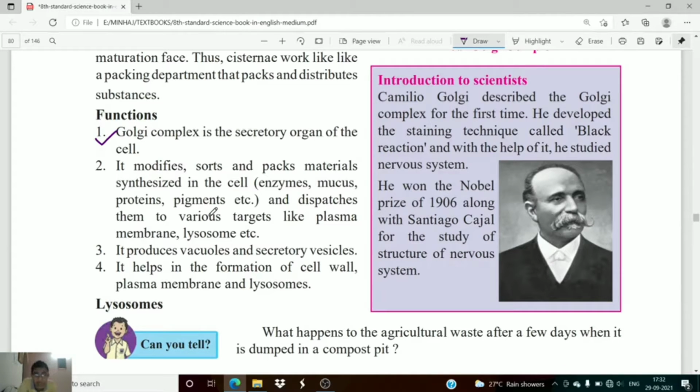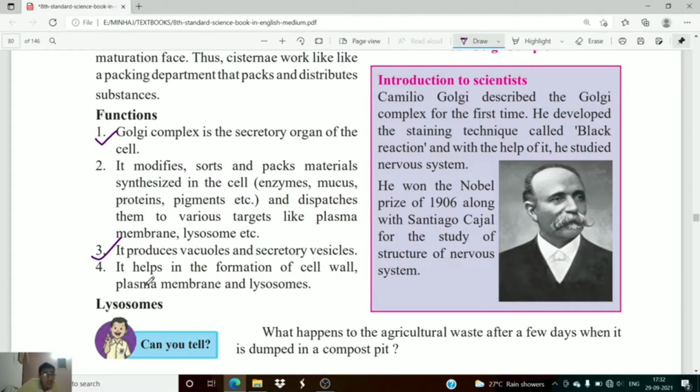So whatever material is synthesized within the cell is modified, sorted and packed by the cisternae or by the Golgi complex, and dispatches them to various targets like plasma membrane, lysosome, etc. So in short, we can say that Golgi complex is like a factory which distributes the product. It produces vacuoles and secretory vesicles. This is the third function of the Golgi complex.